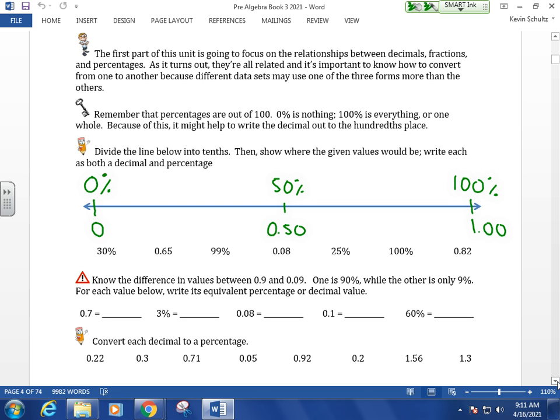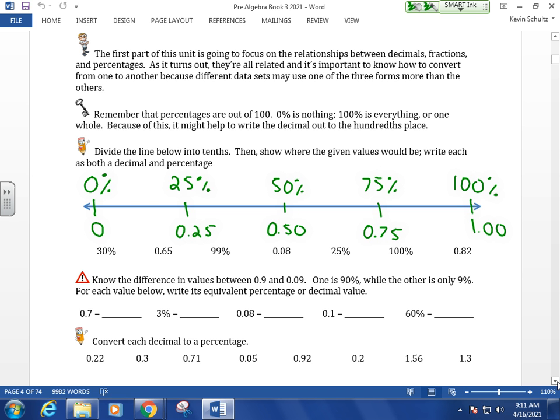And let's also mark 25. I think the directions say divide into tenths. We're just going to divide it into fourths instead. 25%, we already talked about that. The decimal is 0.25. And then 75%, what decimal would that one be? Kind of look at the other examples here. What decimal would 75% correspond with? 0.75.